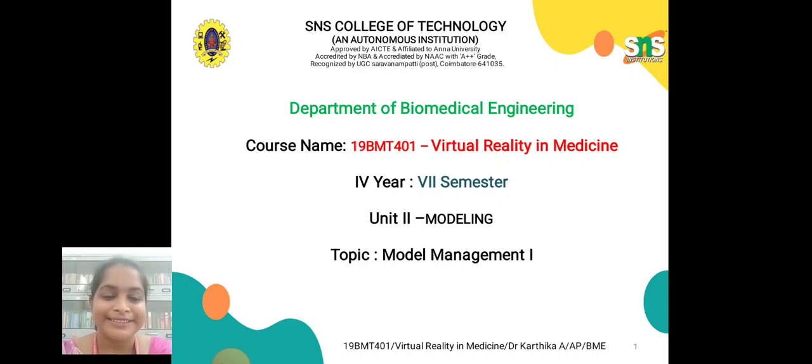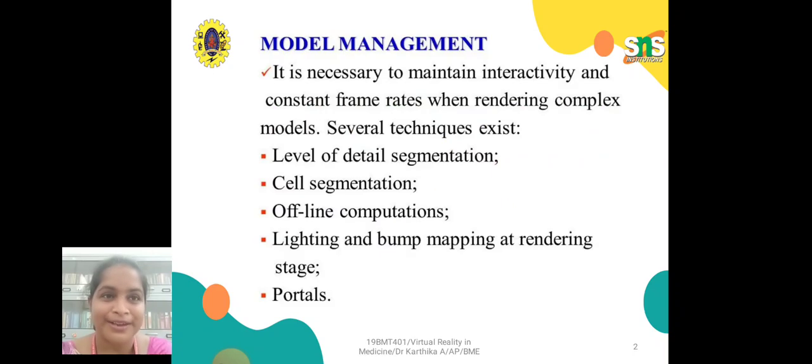Okay, first in this model management part 1, we are going to discuss how we manage the modeling in virtual reality environment, and we'll discuss some examples in virtual reality environment. Okay, why do we need this model management? Actually, it is necessary to maintain interactivity and constant frame rates when rendering complex models.